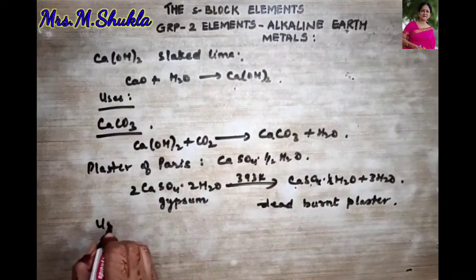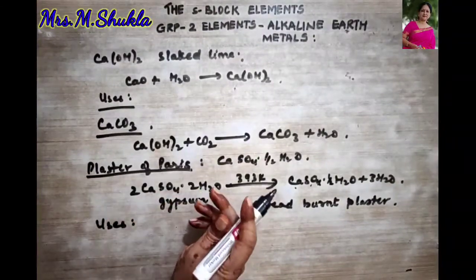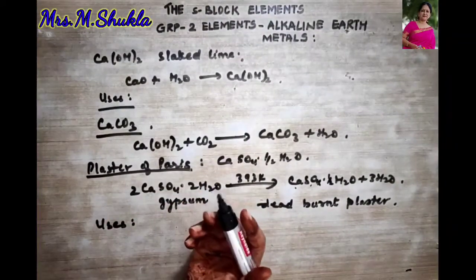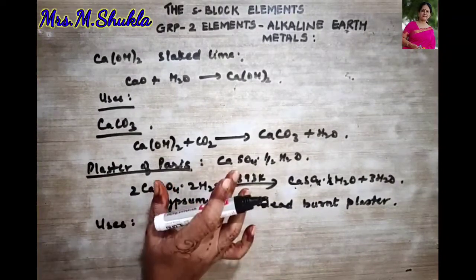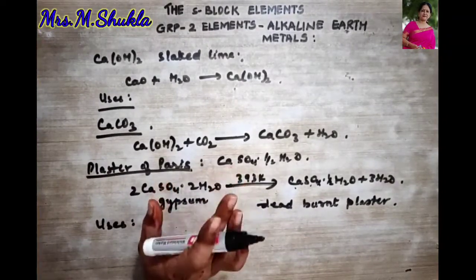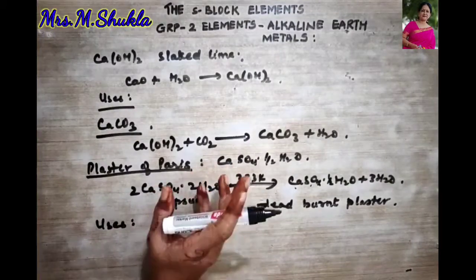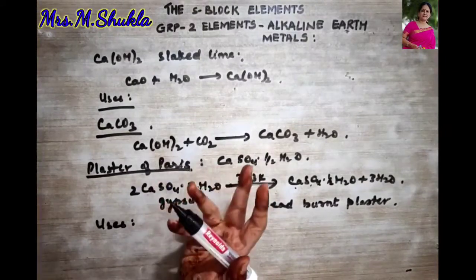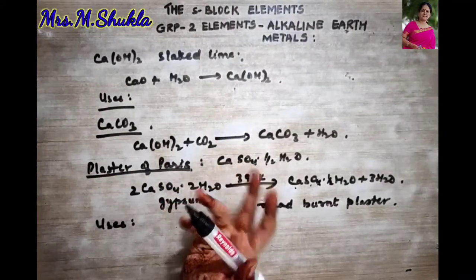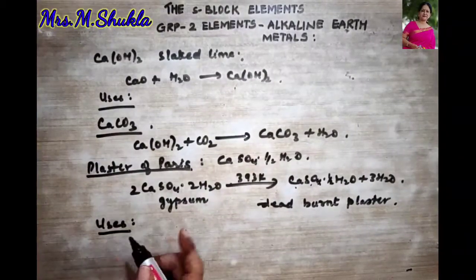Then what are the uses of plaster of Paris? They are used in the building industry as well as plasters for immobilizing the affected part of a bone fracture or a sprain. It is also used in dentistry. Then it is also used for making casts of statues and birds, etc.